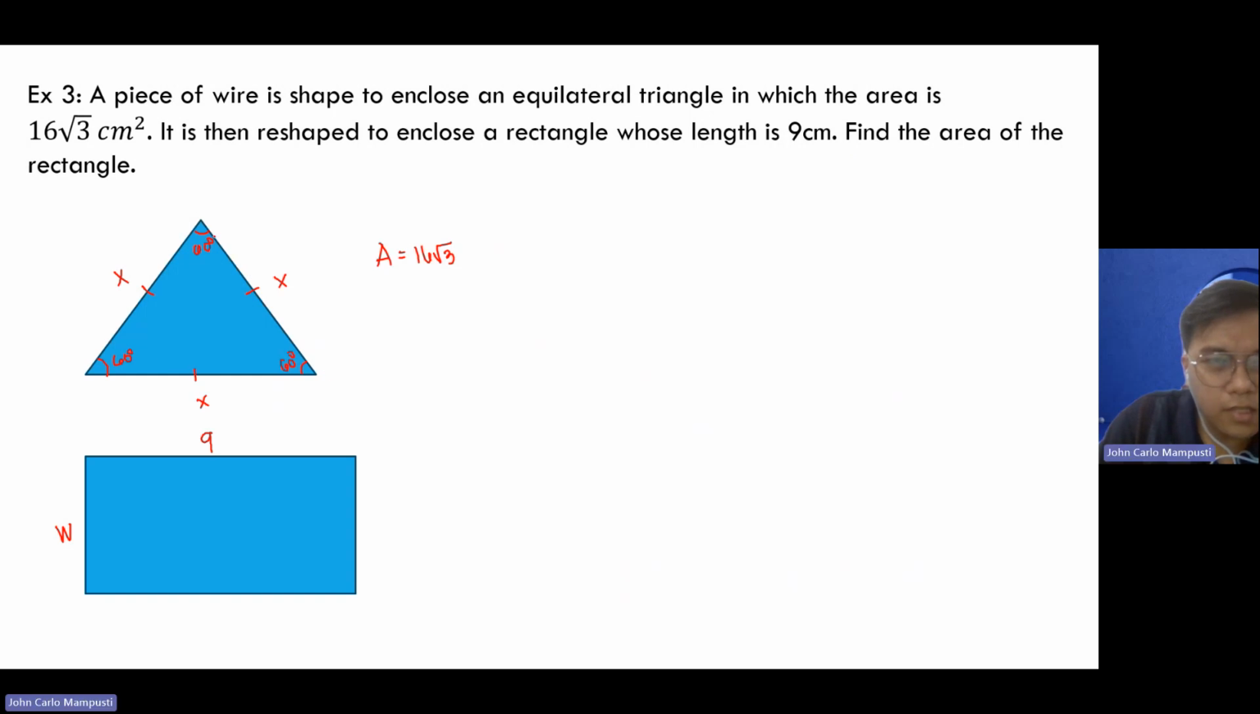Okay? So, kasi itong material na to, sa pag-enclose niya ng equilateral triangle, gagamitin para ma-enclose niya din itong buong rectangle na to. So, we need to find the perimeter para alam natin yung total length ng wire na gagamitin natin. So, dito given yung area niya, of course, we need to find x para malaman natin yung perimeter ng equilateral triangle. As you can see, you can find the altitude.